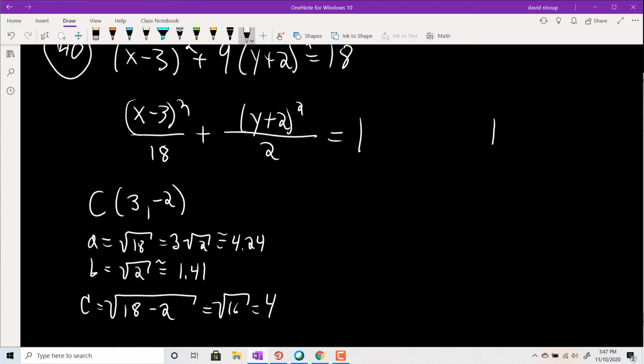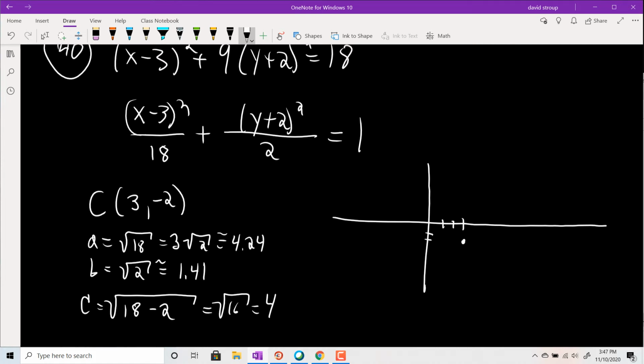Okay. So the orientation this time, and I need to be a little careful, where is this thing centered? It's 3, negative 2, so it's kind of in the fourth quadrant. Right, so the center is at 3, negative 2. 1, 2, 3, negative 2.